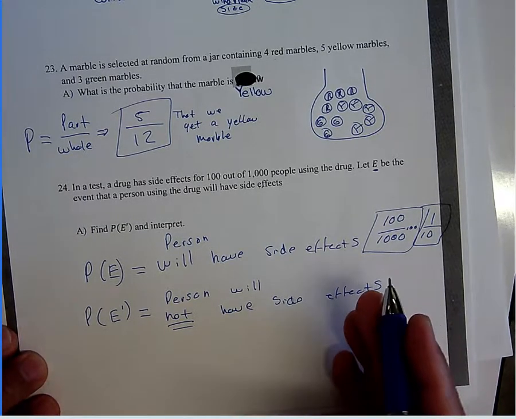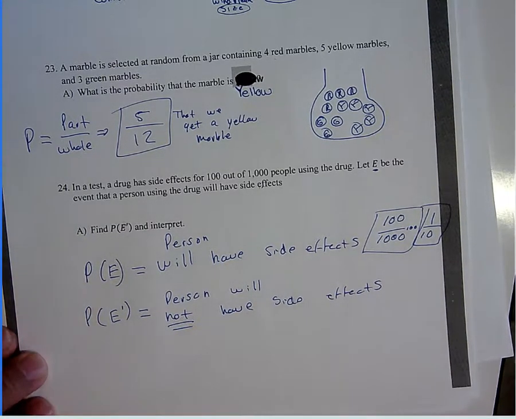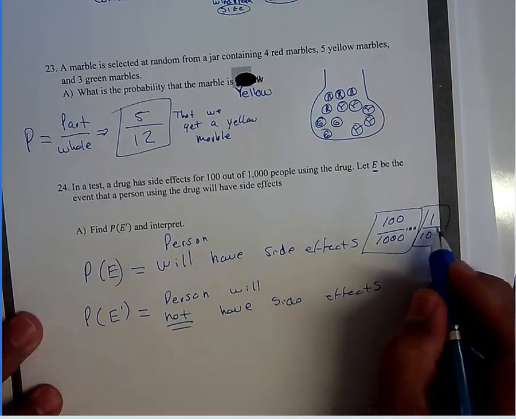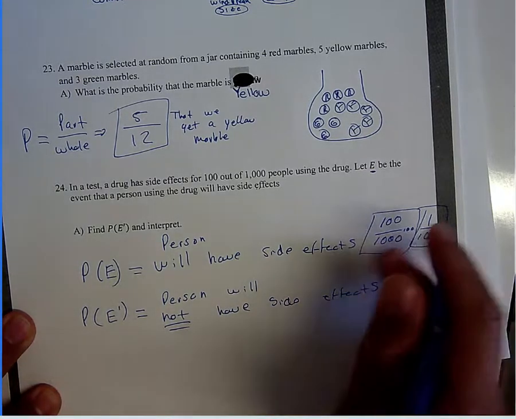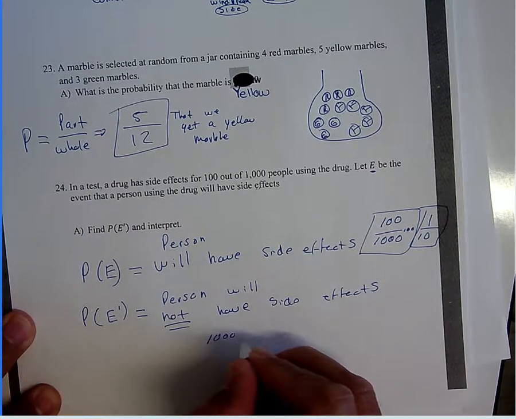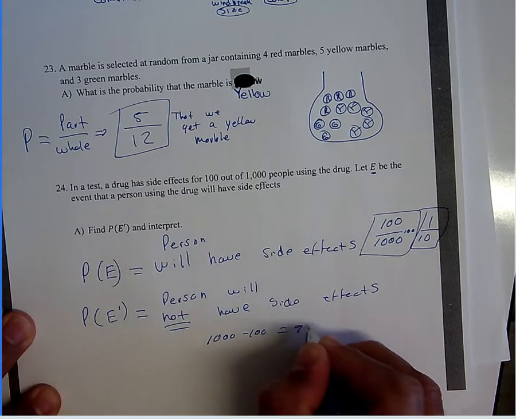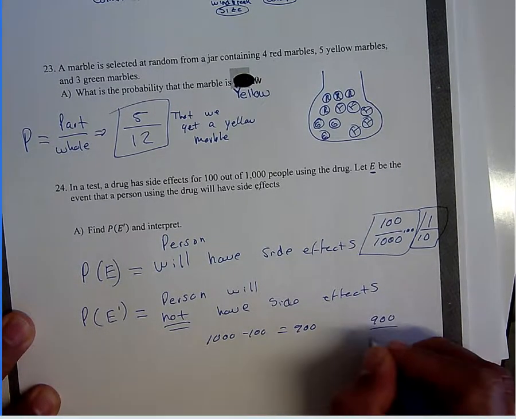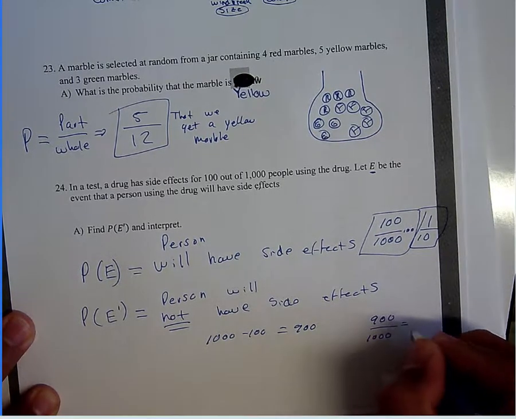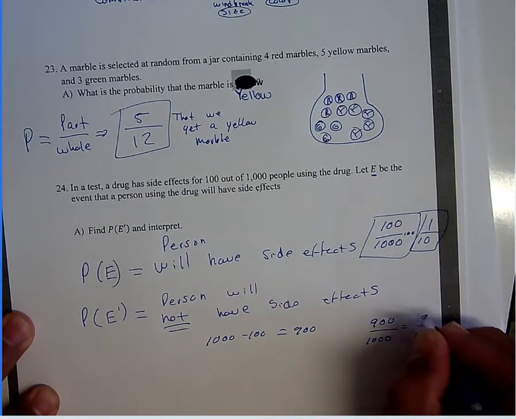So they want to know the opposite of that. So that means 100 over 1,000. That means how many will not have it out of those 1,000? We can take 100. That will give us 900. So 900 over 1,000. So that would give us 9 over 10.